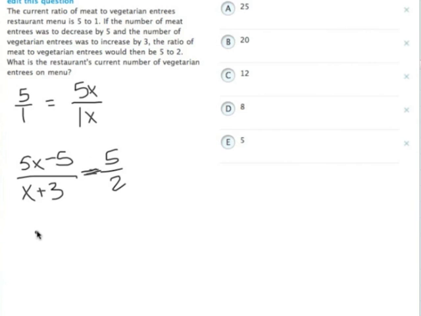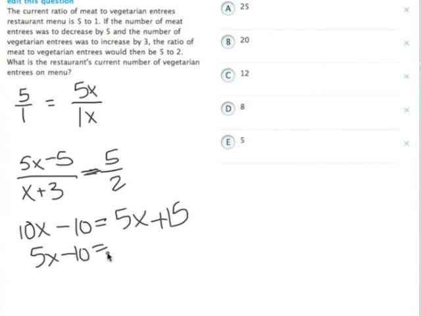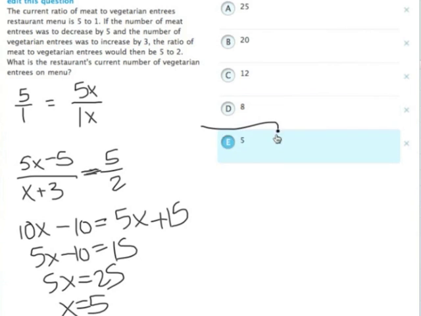We would simply cross multiply. We would get 10x minus 10 equals 5x plus 15. Subtract 5x from both sides, we get 5x minus 10 equals 15. Add 10 to both sides, 5x equals 25. X therefore equals 5. And that's our answer. Answer choice E.